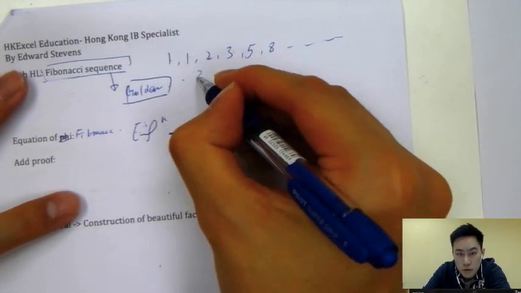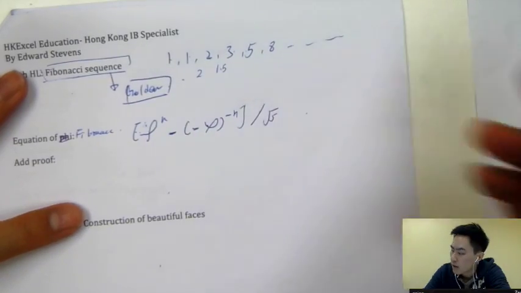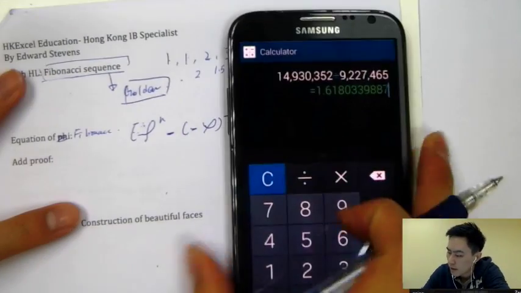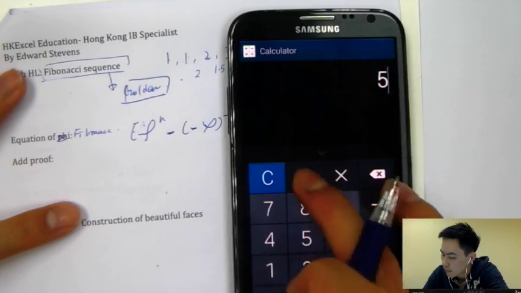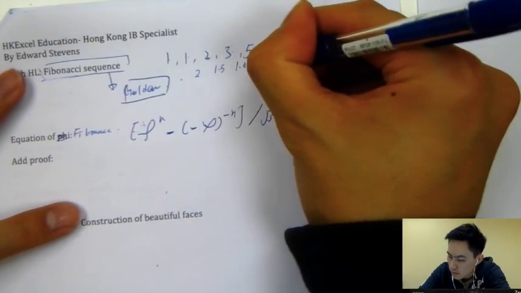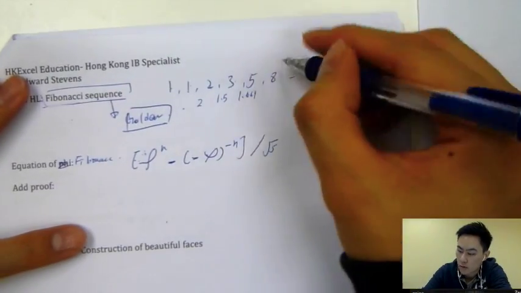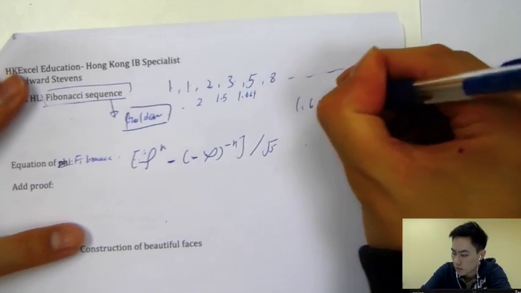2 over 1 here is 2, and then 3 over 2, what do you get? It's 1.5, right? And then 5 divided by 3, you have 1.666. So it seems that it tends to be very, very close to the ratio, that is 1.618, right?